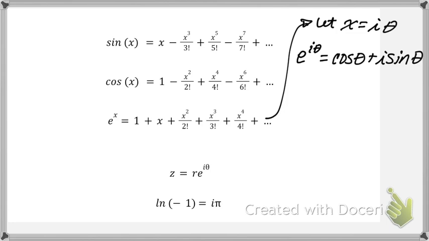Before I get to that point though, I want to do another substitution, and I want to let theta equal pi. And then when we let theta equal pi, we get e to the i pi is equal to, now I won't actually write this out. Let's just think about this though. I'm going to put in theta is equal to pi. So what's cosine pi? Hopefully you don't have to think about that too much and get that that's -1.